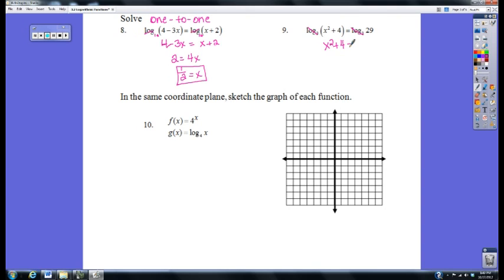X squared plus 4 equals 29. Continue to solve. X squared equals 25. Take the square root of both sides. X equals, don't forget this, plus and minus 5.